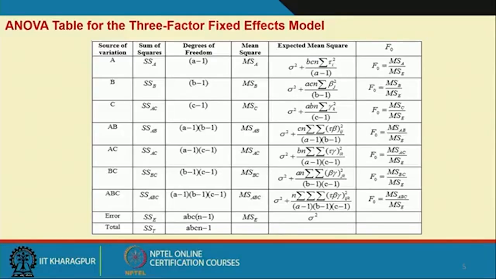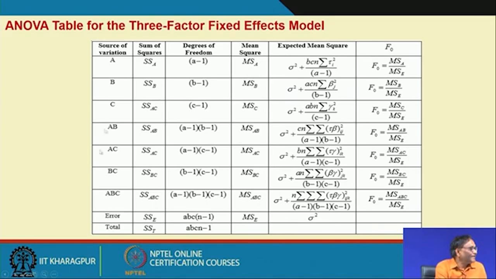And the resultant ANOVA table will be like this. You see the source of variation: A, B, C, AB, AC, BC, ABC, then error. Sum squares: SSA, SSB, SSC, SSAB, SSAC, SSBC and SSABC. Make a correction here, this is SSC, this was a typo. Then degrees of freedom: we have A levels for factor A, so A minus 1, B minus 1, C minus 1, A minus 1 into B minus 1, A minus 1 into C minus 1, B minus 1 into C minus 1, and so on. These are known to you. Then you compute mean square: SS by degree of freedom will give you the corresponding mean square.